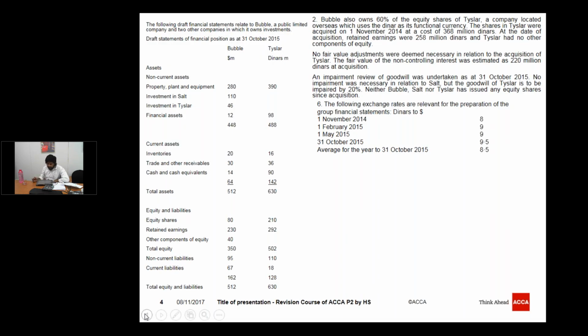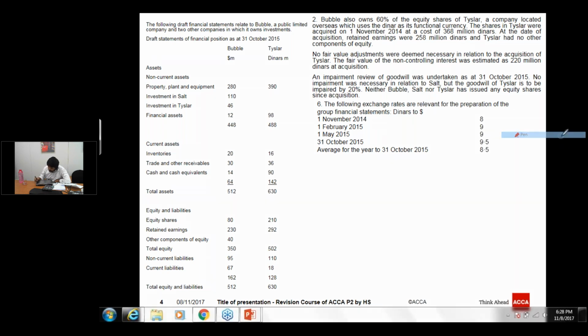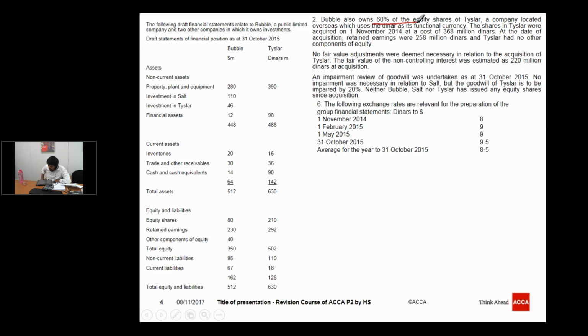Bubble Company also owns 60% of the equity shares of Teisler Company, a company located overseas. So there is an implication of foreign currency transactions, and the functional currency of that company is the dinar. The shares in Teisler were acquired on 1st November 2014 at a cost of 368 million dinars. At the date of acquisition, the retained earnings were 258, and Teisler has no other component of equity. So no fair value adjustments were deemed necessary in relation to the acquisition of Teisler. The fair value of the non-controlling interest was estimated at 220 billion.